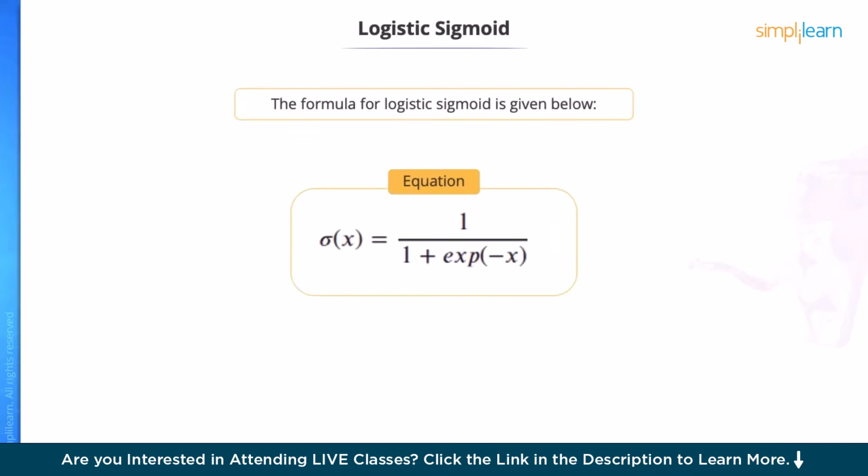Logistic sigmoid is expressed as sigma of x equals 1 upon 1 plus e to the power minus x. The sigmoid function of x is given as 1 upon 1 plus e to the power minus x, where e is Euler's number.